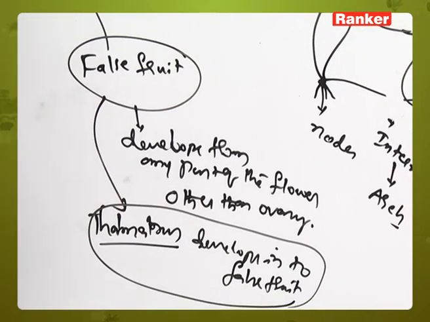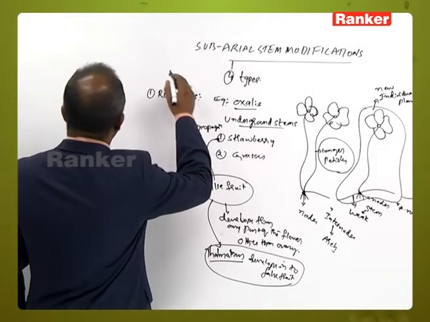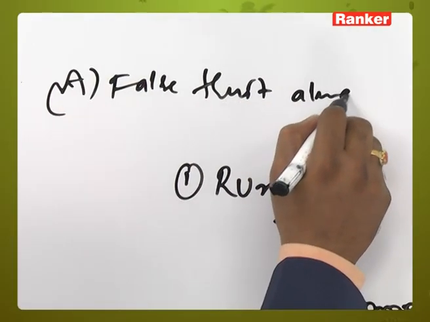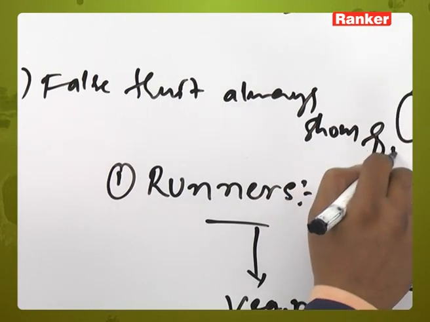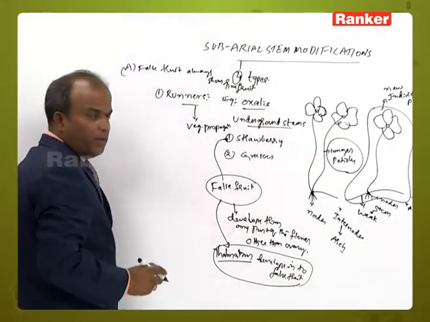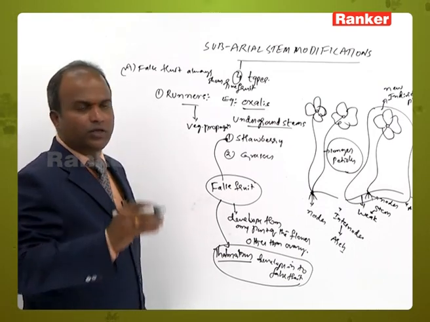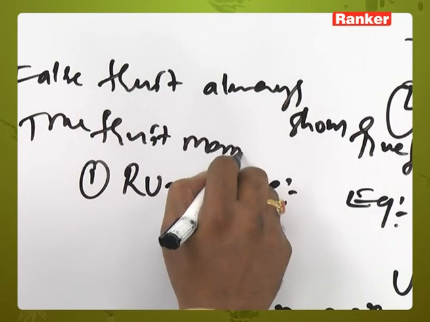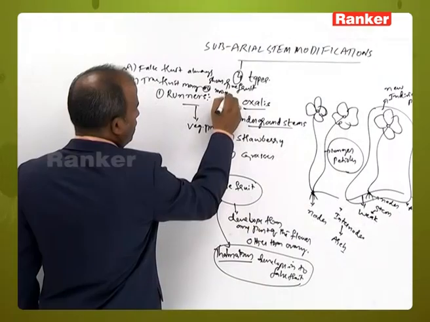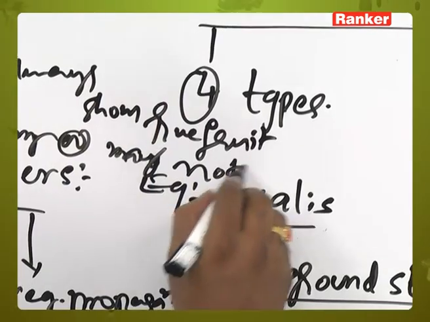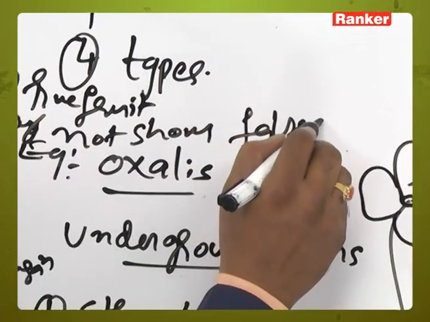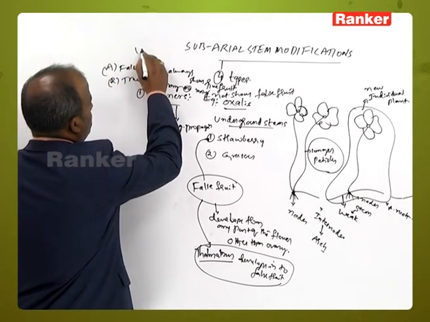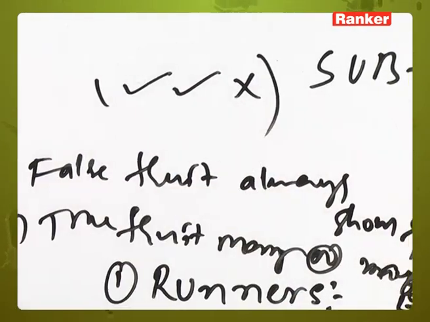A false fruit always shows combination with true fruit. False fruit always shows which fruit here? True fruit. Whereas the true fruit may or may not show false fruit. According to this option, what is that option? Here A is right, R is right, but R is not the correct explanation for A.